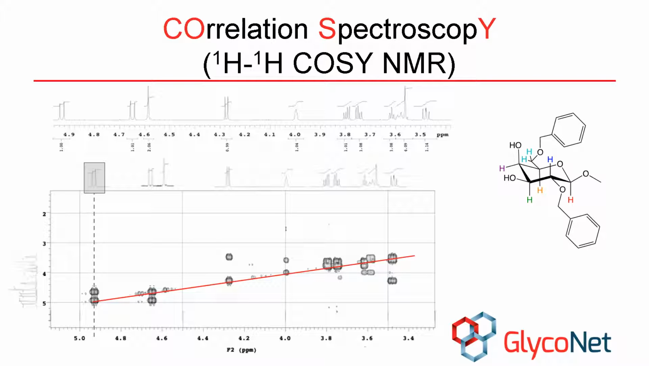Looking along the vertical dashed line that we have drawn, we see that there is one cross peak present. If we follow that cross peak with a horizontal line until it intersects the diagonal, we can find the peak that is coupled to our proton of interest.